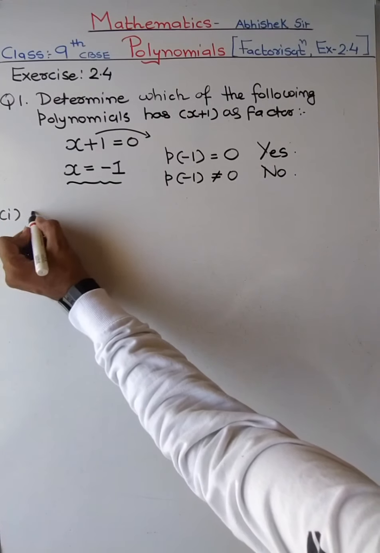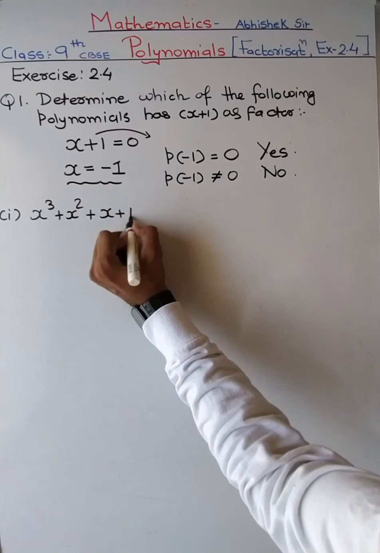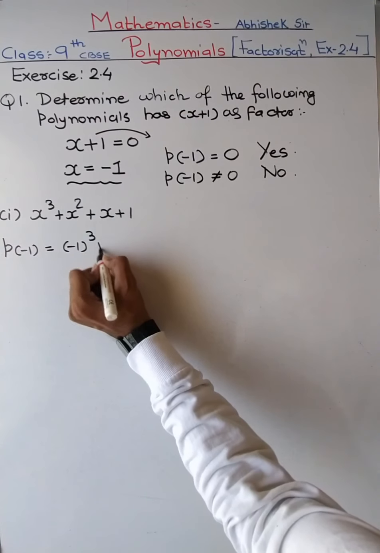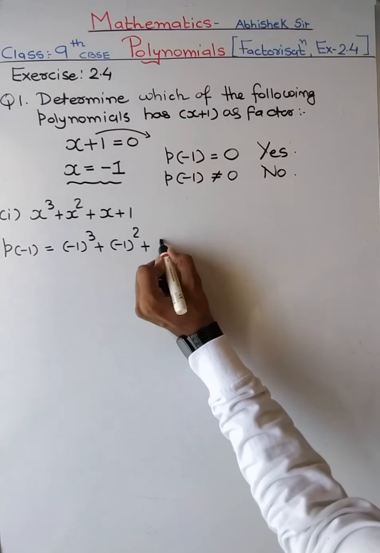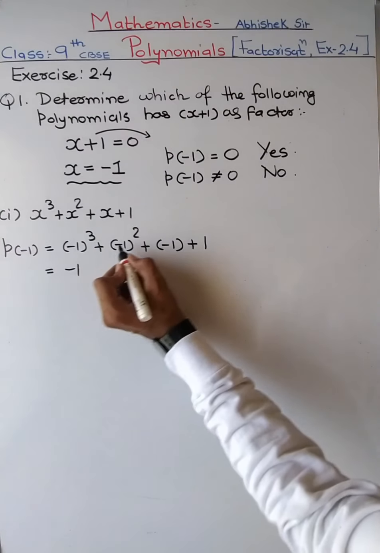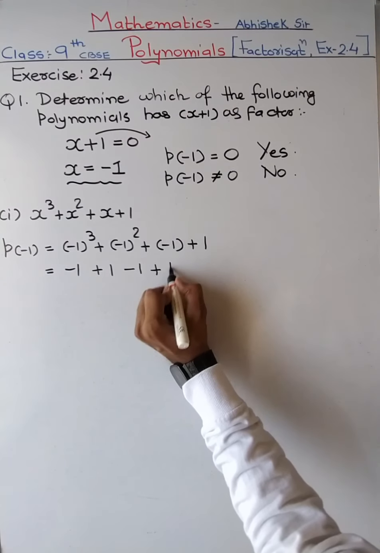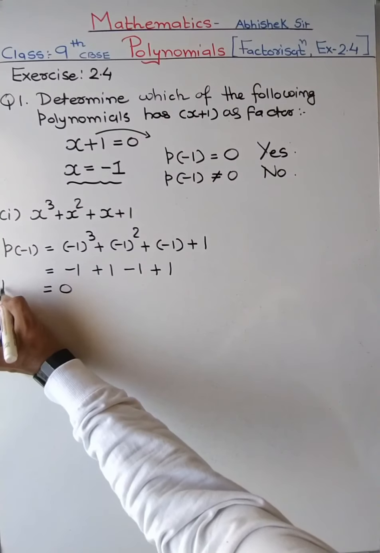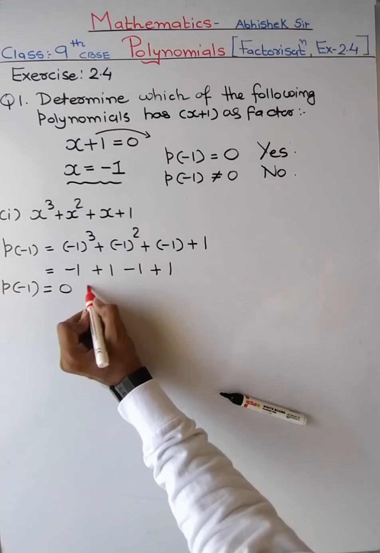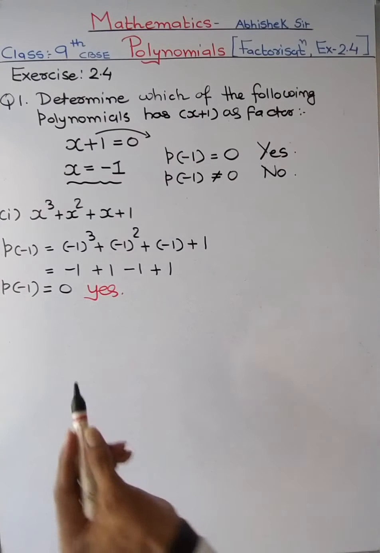So let us start with first one. The first question is x cube plus x square plus x plus 1. So p of minus 1 will be minus 1 cube plus minus 1 square plus minus 1 plus 1. Here we have minus 1 cube as minus 1, minus 1 square as plus 1, plus into minus 1 is minus 1, and then plus 1. So here we see p of minus 1 becomes 0. So our answer will be yes, x plus 1 is the factor. Clear? Likewise, let us go for the next question.